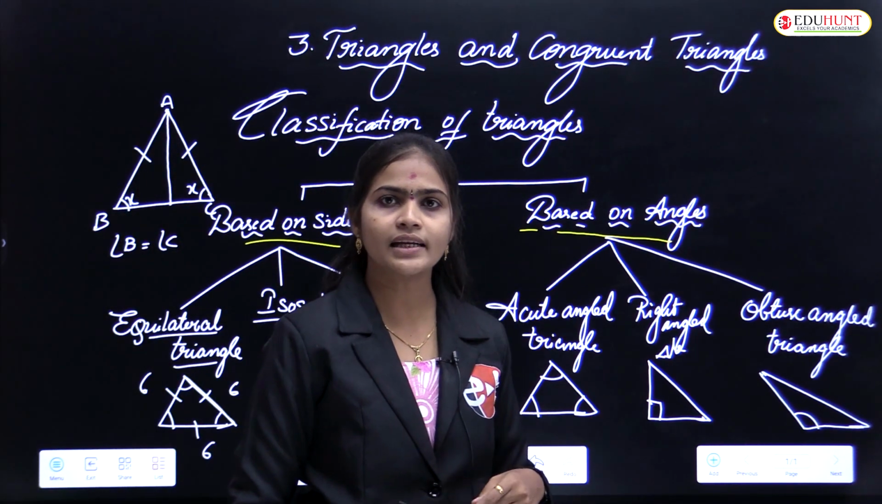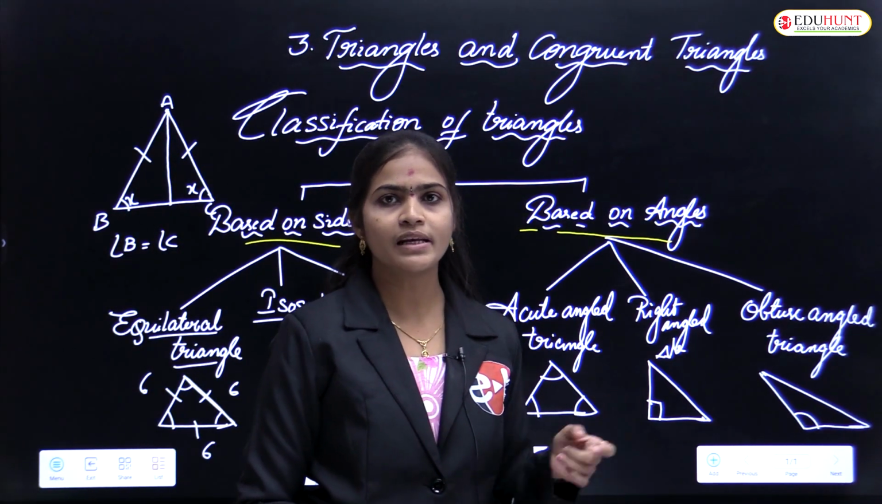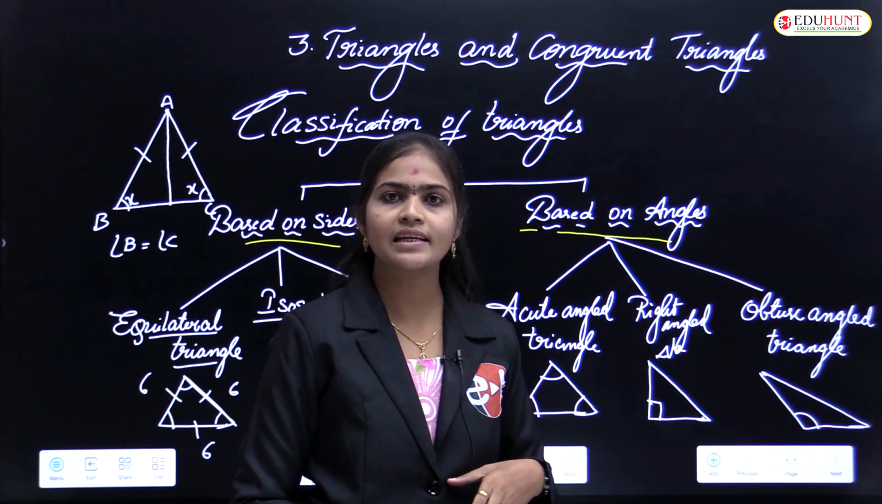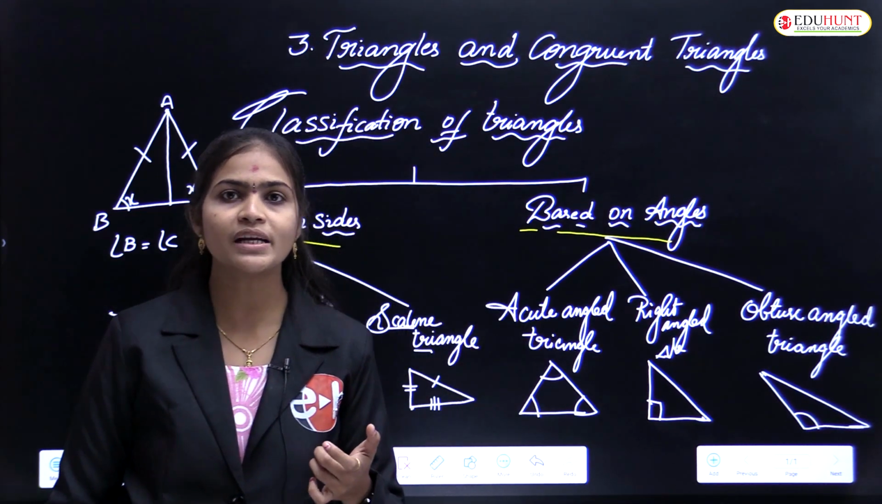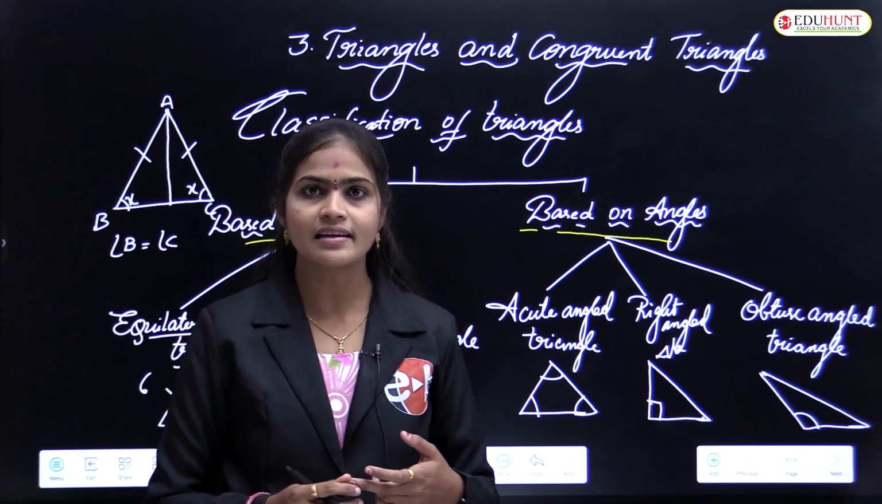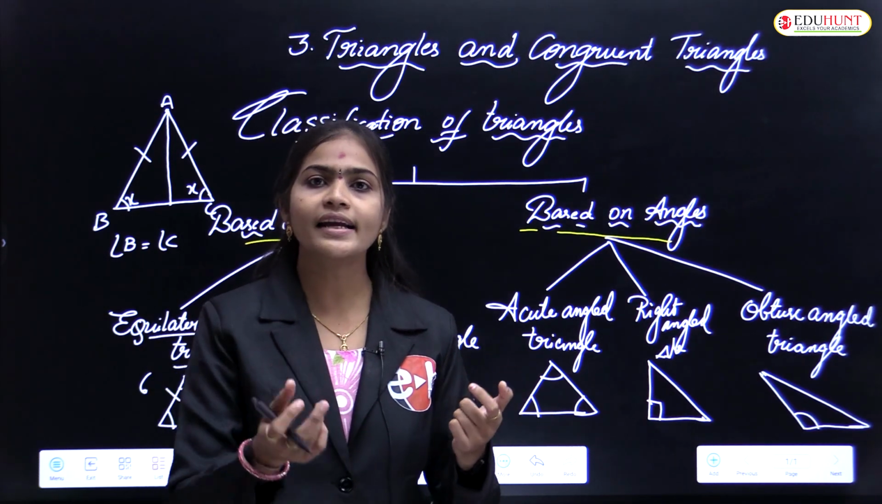What about the acute angle? We already learnt about this in polygons, no? So an acute angle means the angle which lies between 0 and 90 degrees.